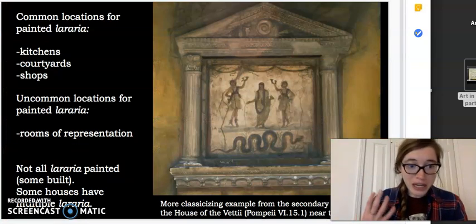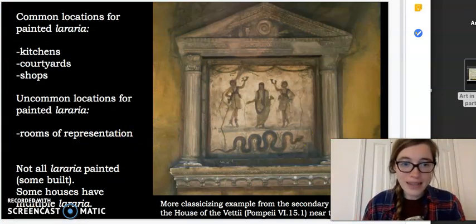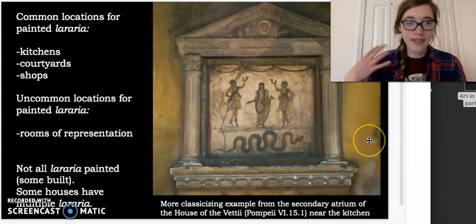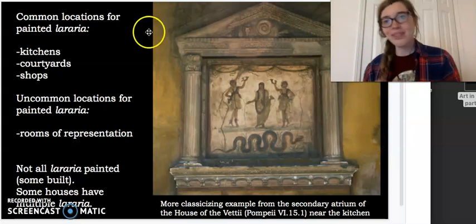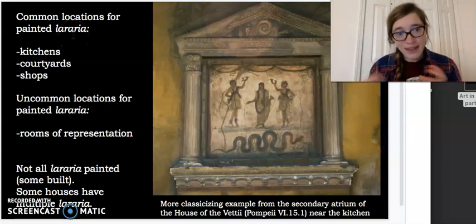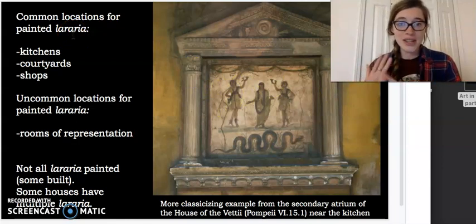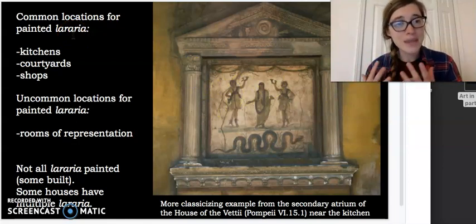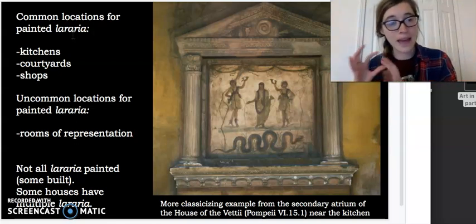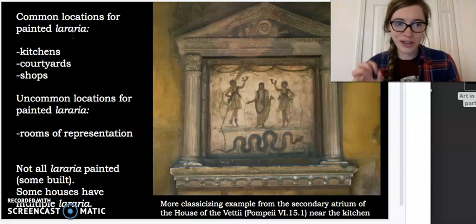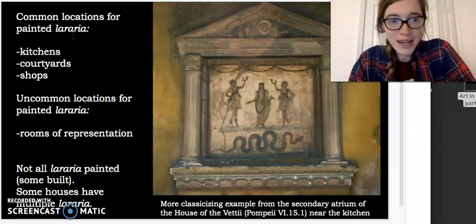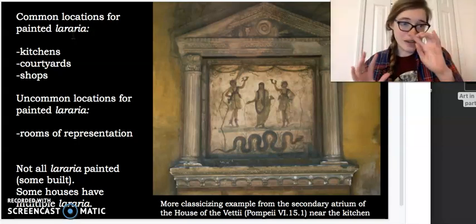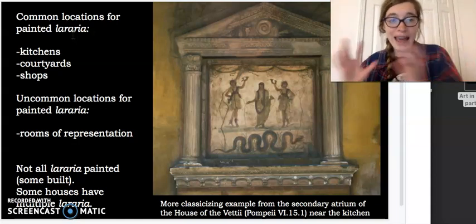Not all lararia are done in a popular style, so here's a more classicizing example from the House of the Vedii, which is a wealthy freedman's house in Pompeii. Common places where you would find these household altars include kitchens, courtyards, shops, and sometimes you would find them in the atrium as well, so in that open roofed room that starts the circulatory pattern of the average Roman domus. Less common locations include the rooms of representation, so the fanciest places of the house, atrium aside.